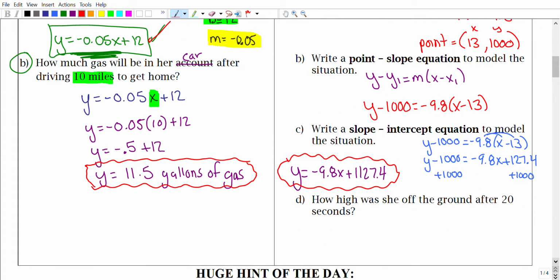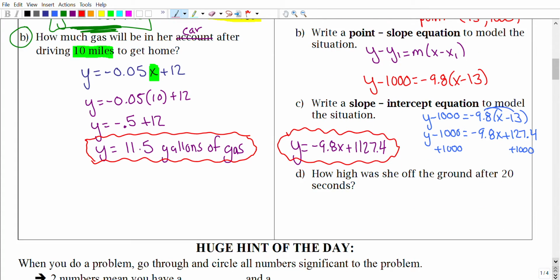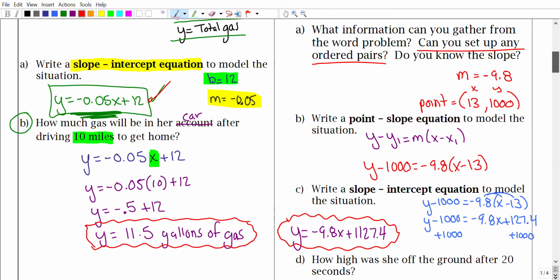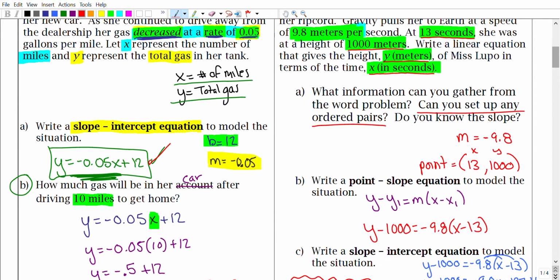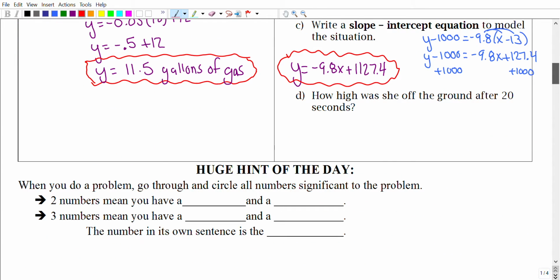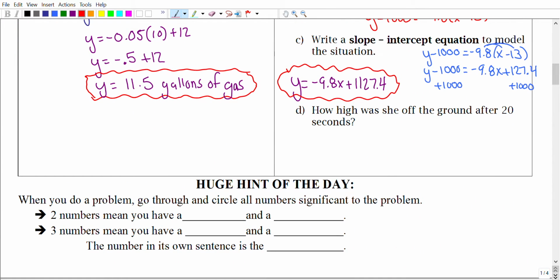Alright, now with that model, we can answer the next question, which asks, how high was she off the ground after 20 seconds? So again, let's figure out what is seconds. Is that my x or is that my y? Well, I see it right here. X represents seconds, so I actually have to substitute in 20 in for x. So let's go ahead and do that.